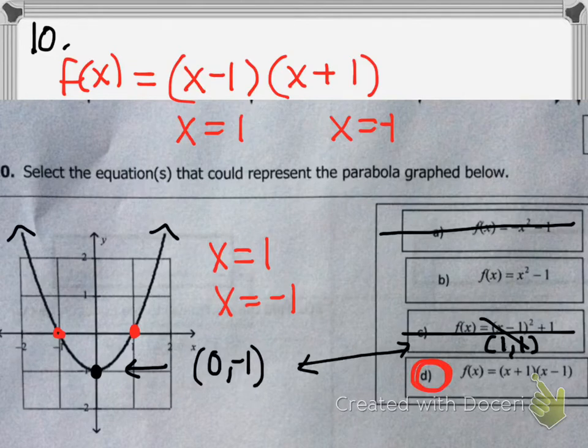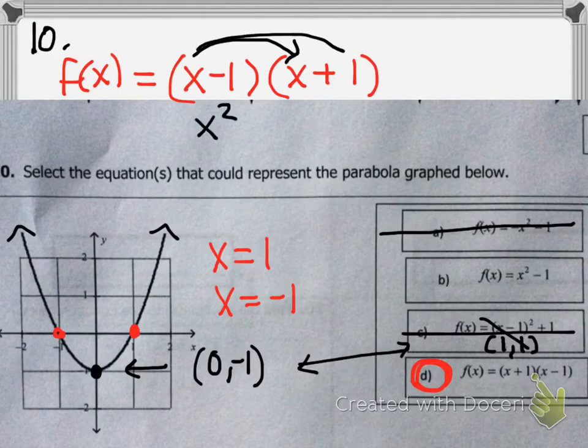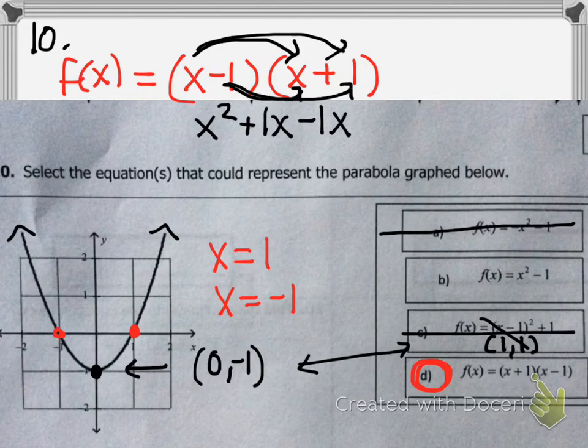The last one is part B. You can use vertex form to think of part B, and I would also expand out intercept form to prove it. If I expand out intercept form, I'm going to erase so I can multiply this out. So if I expand by multiplying, x times x is x squared, x times 1 is 1x. Then distribute the -1 to both terms. -1 times x is -1x, and -1 times 1 is -1.